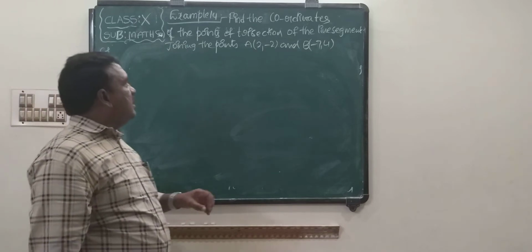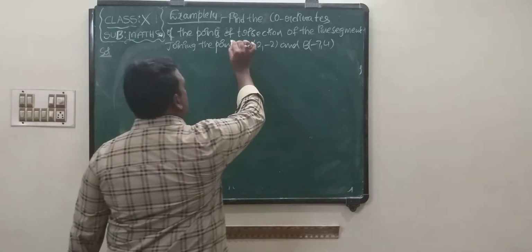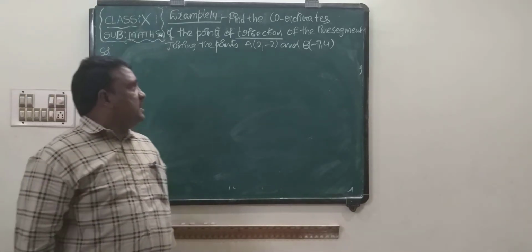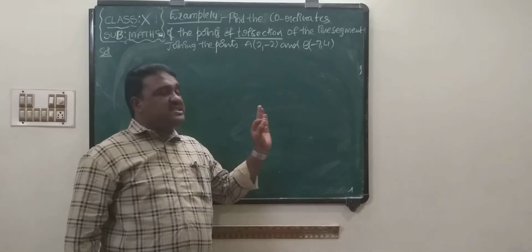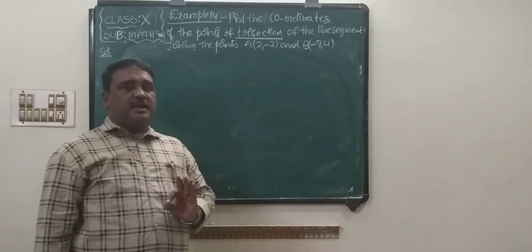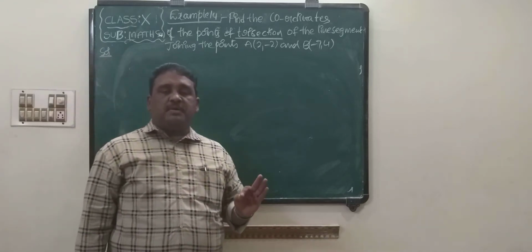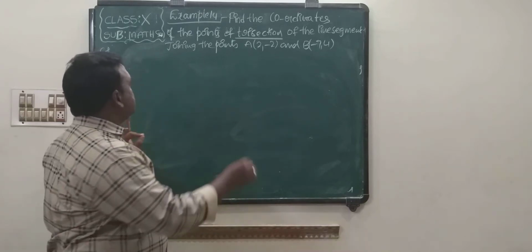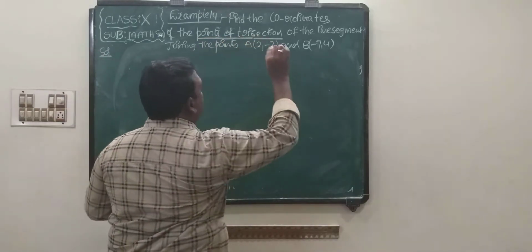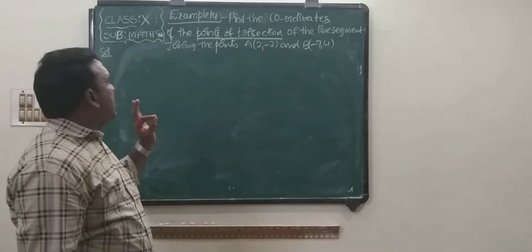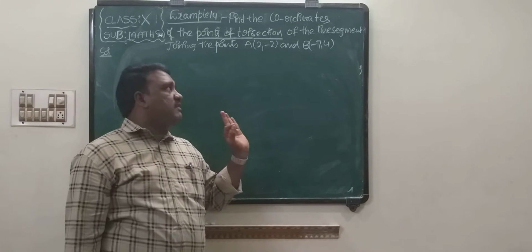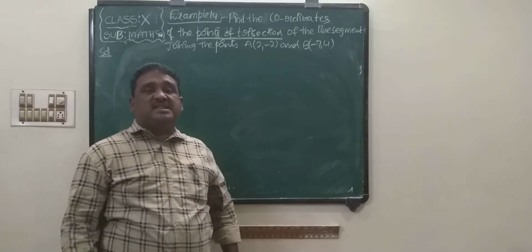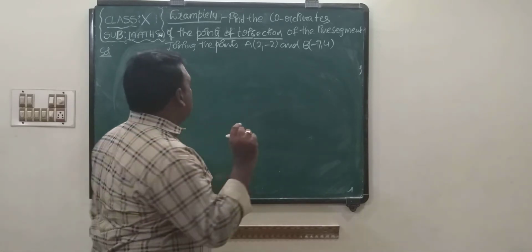Find the coordinates of the points of trisection of the line segment joining the points A(2, -2) and B(-7, 4). Very important problem. We already covered this problem in exercise 7.2, second sum. Points of trisection. What is the meaning of tri?